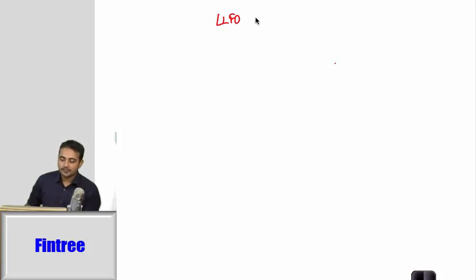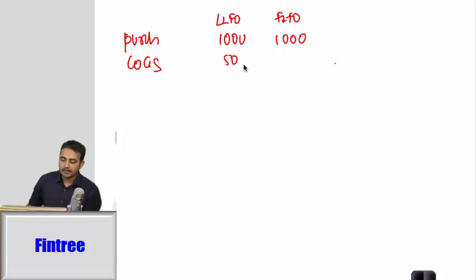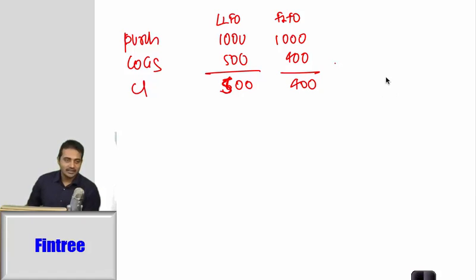So this is the LIFO form. This is the FIFO form. Purchases 1000. COGS 500, 400. Closing inventory 600, 400. LIFO reserve 500, 400. So this is 600. So this difference is 100.